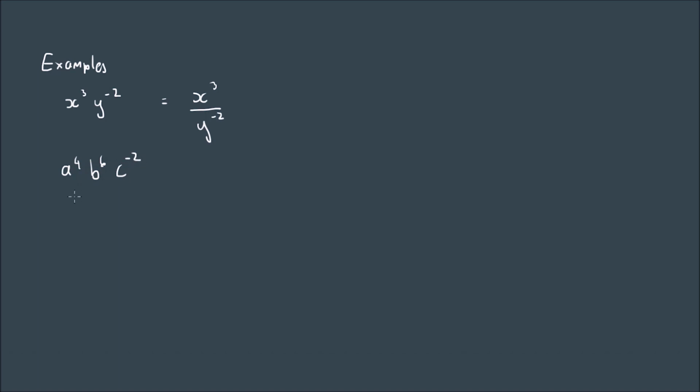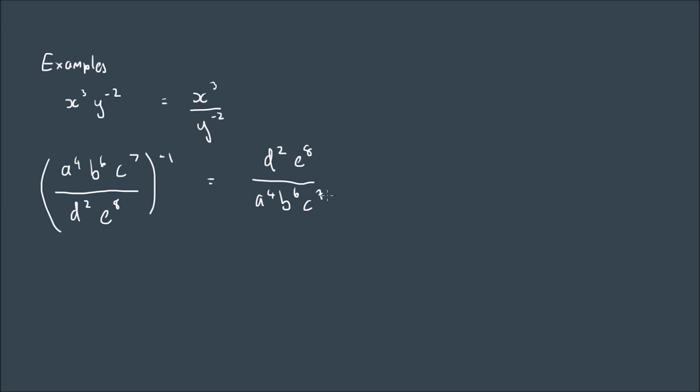So here's a more complicated example. Now, since it's just the power of negative 1, all we have to do is flip the fraction upside down, and then the power is just a positive 1. We don't need to bother writing a power positive 1, and that's that.